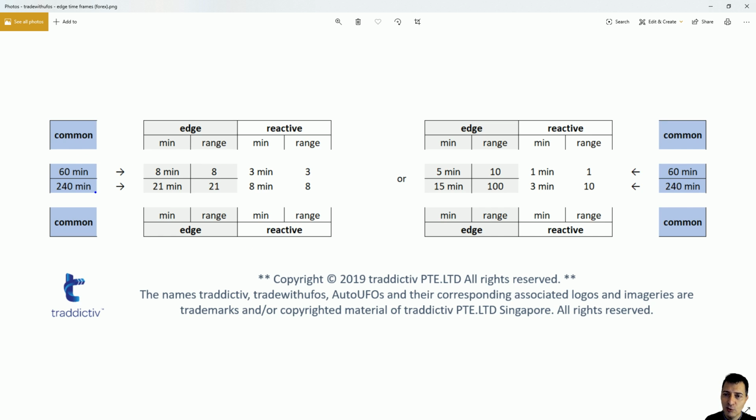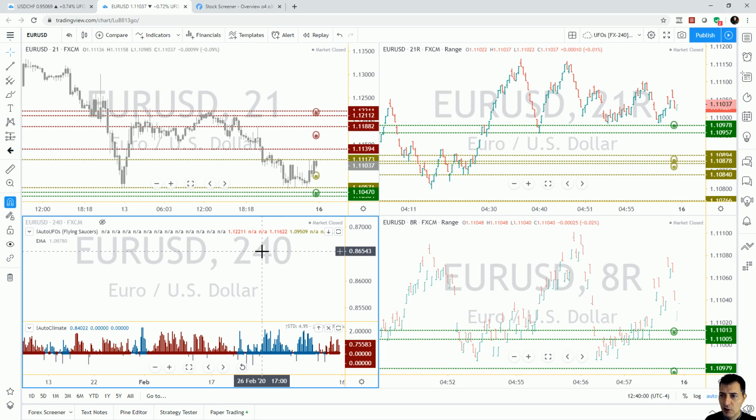So let's say you're using the 240-minute time frame, like I have right now on TradingView. You can be using the 21-minute time frame for your edge time frame, but you can also be using the 21 range time frame. So if you look at this one here, you have the 240-minute time frame combined with the 21-minute, but also the 21R, where the R stands for range. Now, for example, here, if you wanted to buy, well, actually, it's an opportunity to sell because the climate is red. But it's okay. Bear with me for a minute.